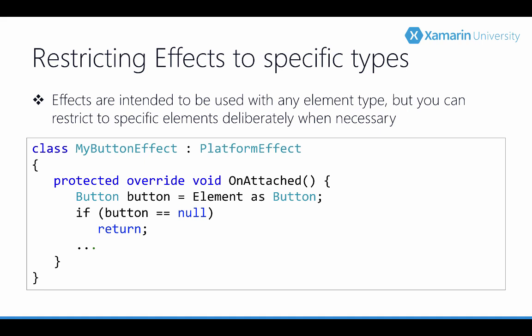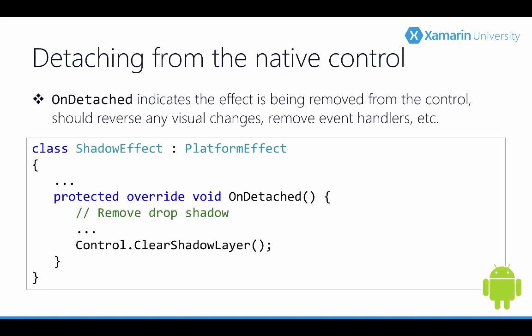And if you're writing an effect that can only be used with a specific element type, you would test the element property here to ensure it's the correct type and then just ignore it, return if it's not supported. If the effect is removed from the element at runtime, it will get a call to onDetached. And this is your opportunity to reset any properties, unwire from any notifications, and generally reverse anything you've done with the effect. Here in our Android implementation, we're just turning off the shadow.